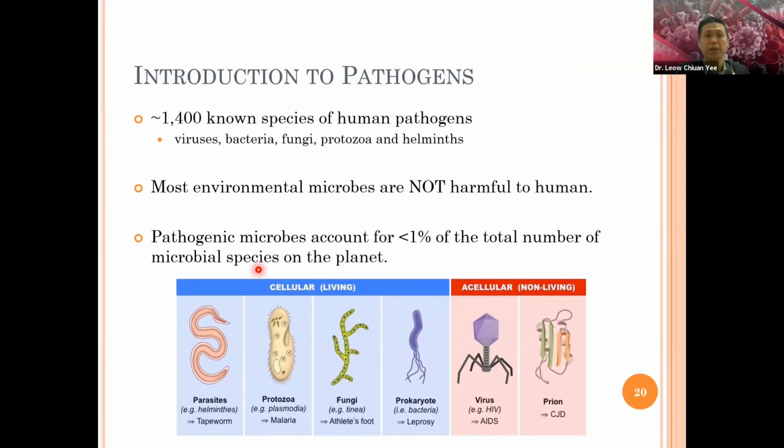All right. Pathogenic microbes account, like I said, for less than 1% of the total number of microbial species on the planet. This image shows you the difference between cellular and non-cellular. Cellular, which comes from the word cell, means living, versus non-living. Most of the things like parasites, protozoa, fungi, and prokaryotes like bacteria are considered cellular or living organisms. How can we group them?